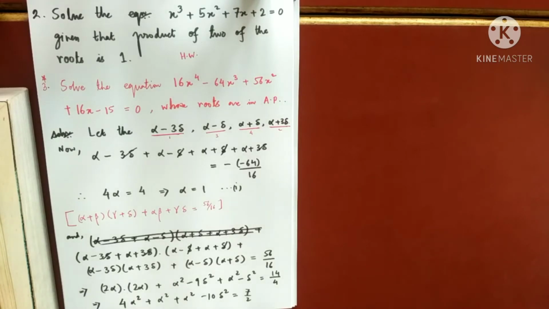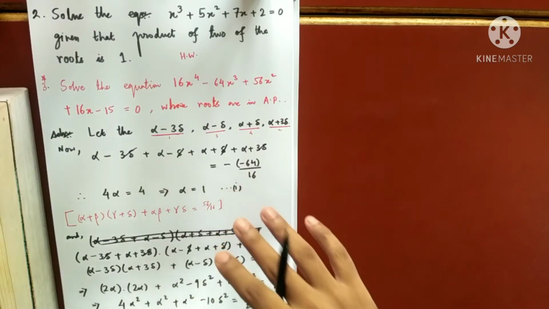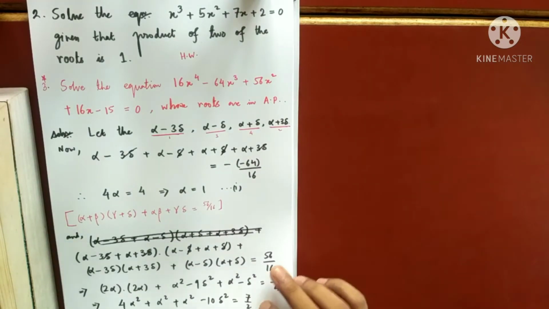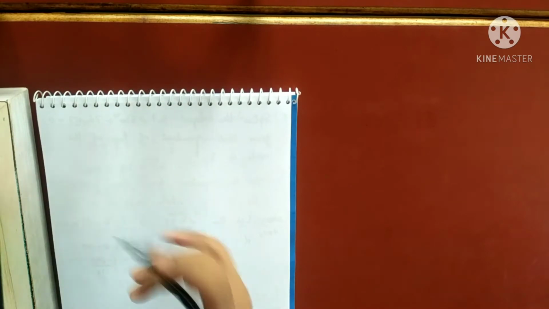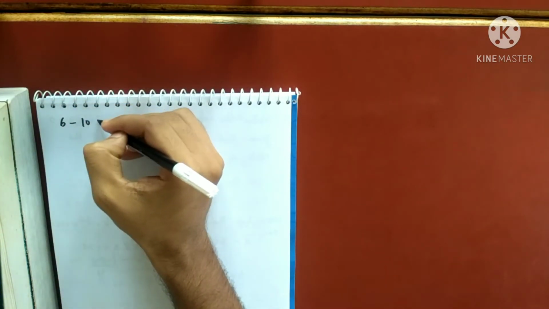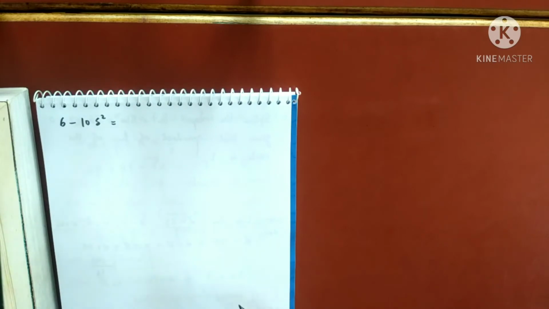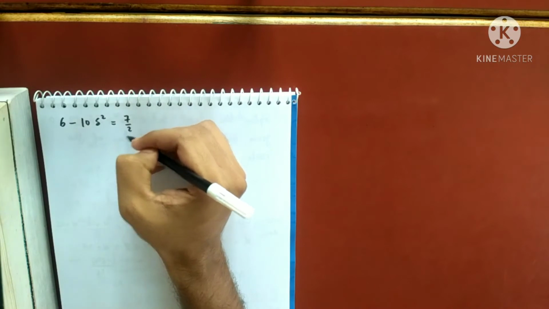So now we know that the value of alpha is 1. Just place alpha equals to 1 everywhere. So this will become 4 plus 5 plus 6, 6 minus 10 delta square, right? So let me write that down: 6 minus 10 delta square equals 7 by 2. So let's solve for delta.